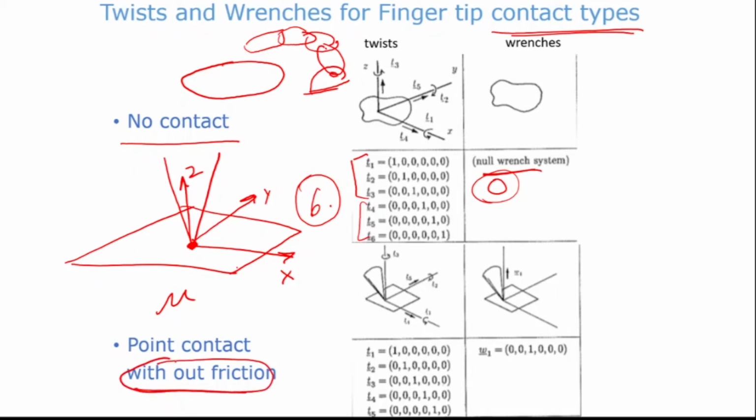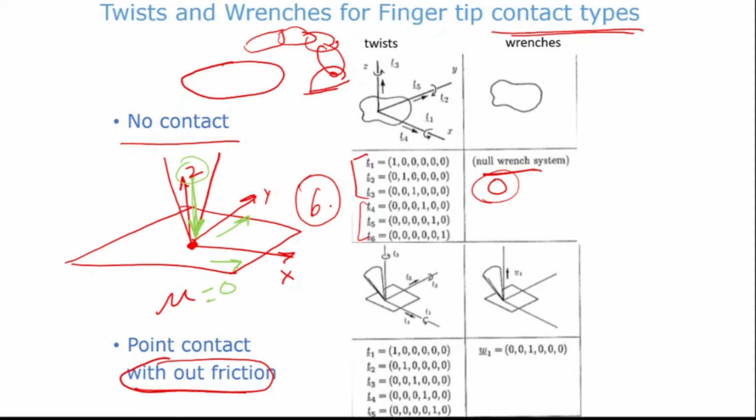Now, if there is no friction, it means you can apply a normal force along the z direction. So you can apply a force in this direction, but you can't apply a force in that direction. Why? Because mu is equal to 0. There's no friction. So this is my normal force in the z direction. Please note it's in the z direction. But there is no force in the other directions.